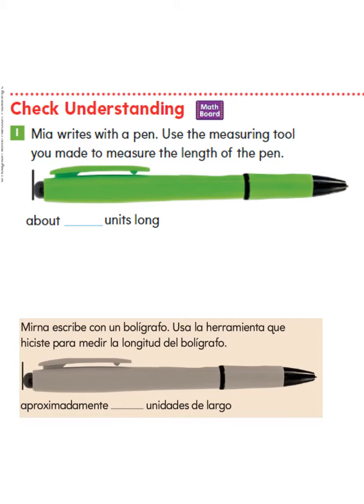All right, let's check your understanding. Number 1, Mia writes with a pen. Use the measuring tool you made to measure the length of a pen. About how many units long is it? If you didn't use a measuring tool, you can find anything at home to help you measure the length of this pen in your book.